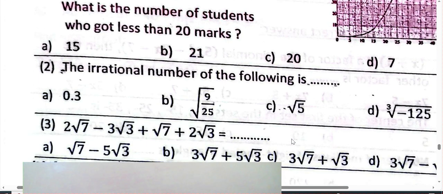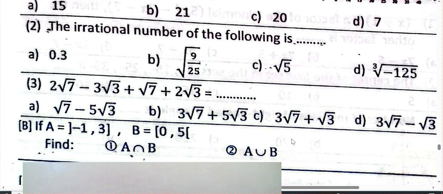Here, number 20, go up to the intersection with 20. Start from the left-hand side: 1, 5, 10, 15, 20. Then draw a line segment to the intersection with the curve at this point and go to the left-hand side of the horizontal axis. It will be 20 also. Then the number of students who got less than 20 marks will be 20 students.